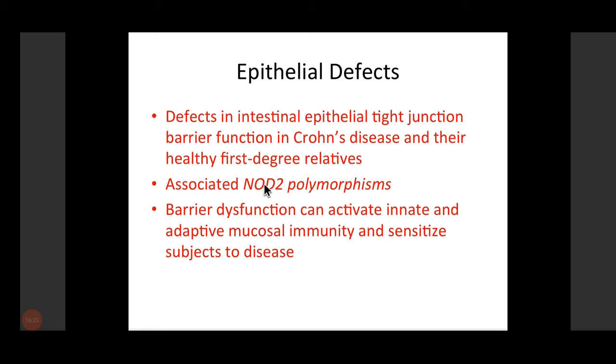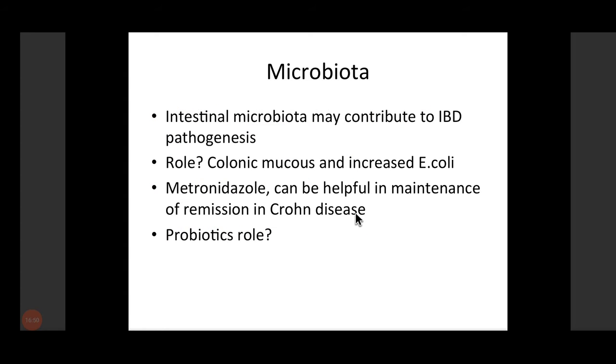Coming again to the epithelial defects, these defects are in the epithelial tight junctions and have again been found more in Crohn's disease, both in the patient and in the healthy first degree relatives. Now, these intraepithelial tight junction defects can be associated with the NOD2 polymorphisms, and these barrier dysfunctions can activate the innate and adaptive mucosal immunity, as you have just seen in the previous diagram, right?